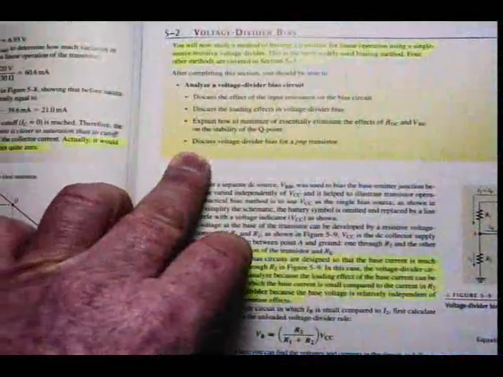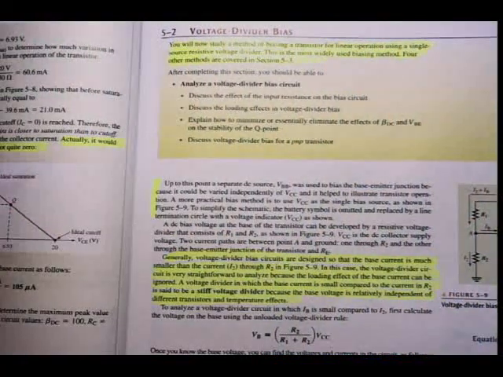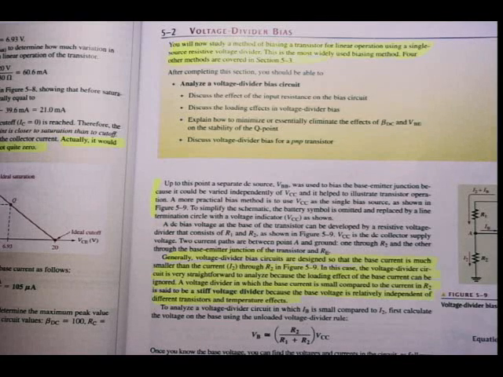Now, the voltage divider bias, if we can refer to the textbooks, mark the introductory paragraph. You will now study a method of biasing a transistor for linear operation using a single source resistive voltage divider. This is the most widely used biasing method. We will see a bit later on why. And then, of course, the other methods will also still be discussed.